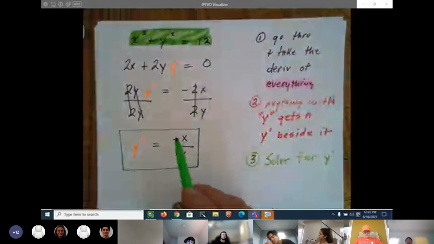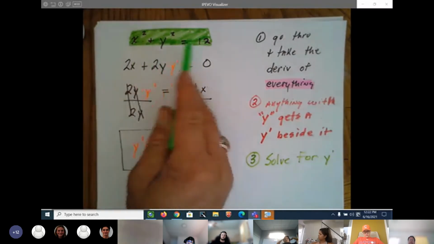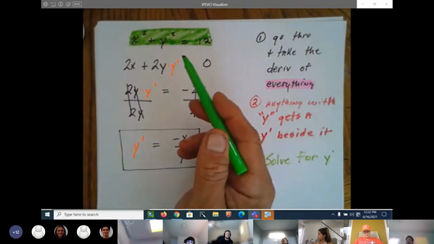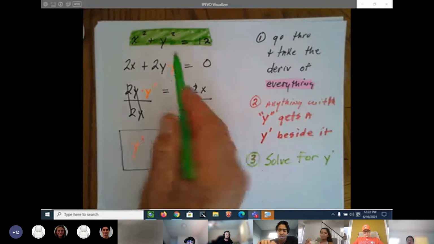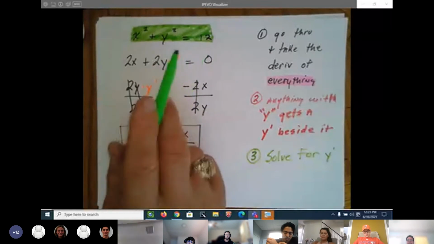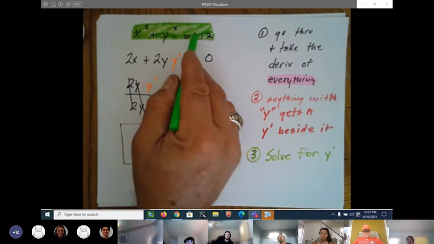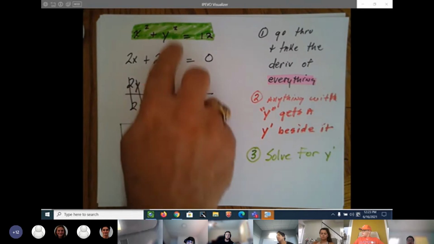If they ask you to use implicit differentiation, usually they give you the equation of a circle, which is x squared plus y squared is equal to some number. Does everybody understand what I just said? Usually on a standardized test, when they ask for implicit differentiation, they're going to give you the equation for a circle. And on my test, you will see that again.